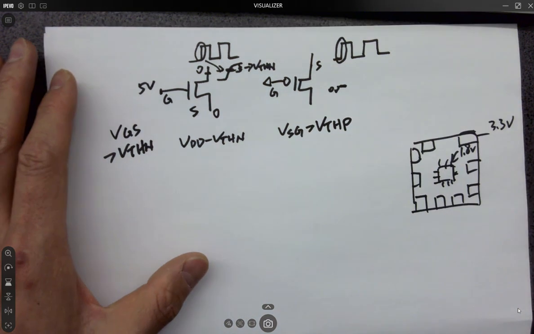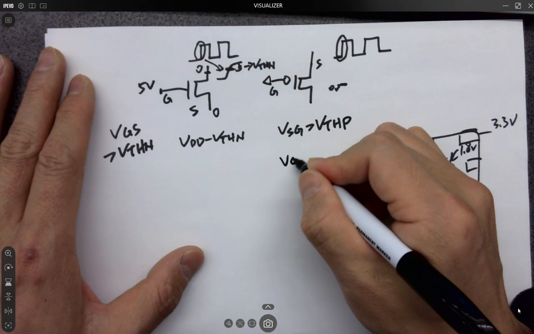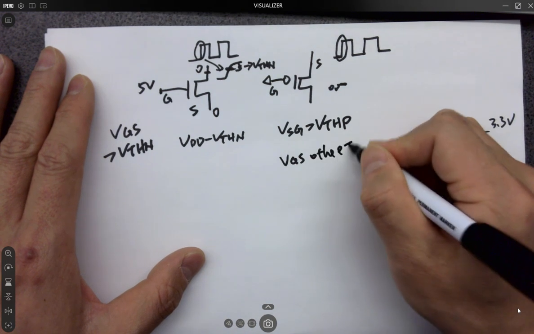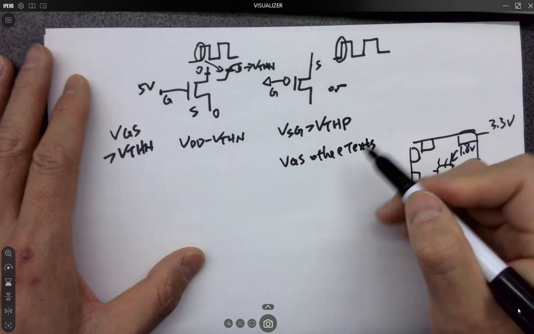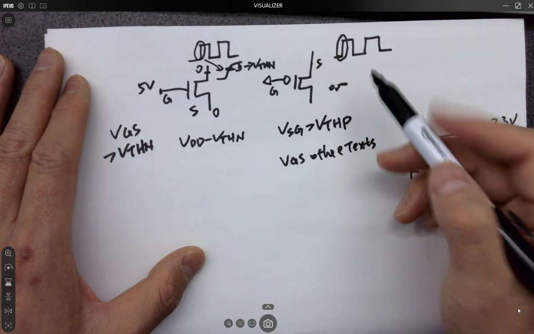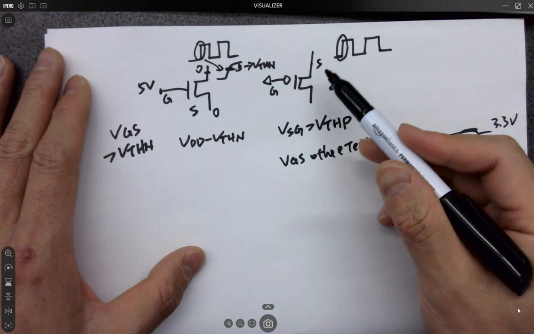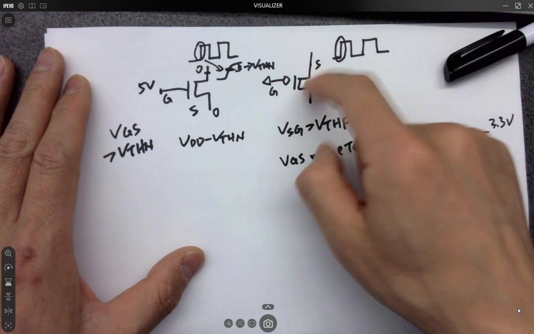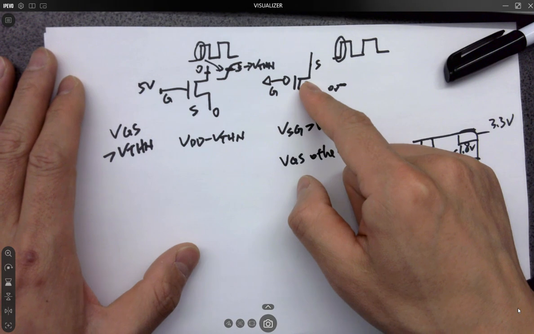You'll see VGS used in some other textbooks. It's going to be the same. If you use VGS, the VTHP will be a negative voltage. So you flip the voltage, and the threshold voltage becomes negative. So it's a little bit inconvenient.